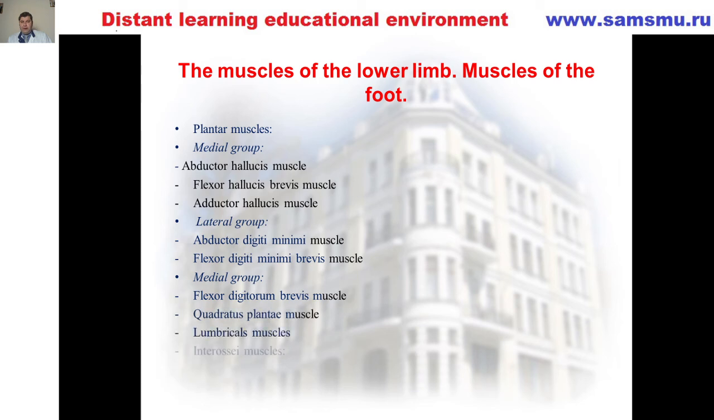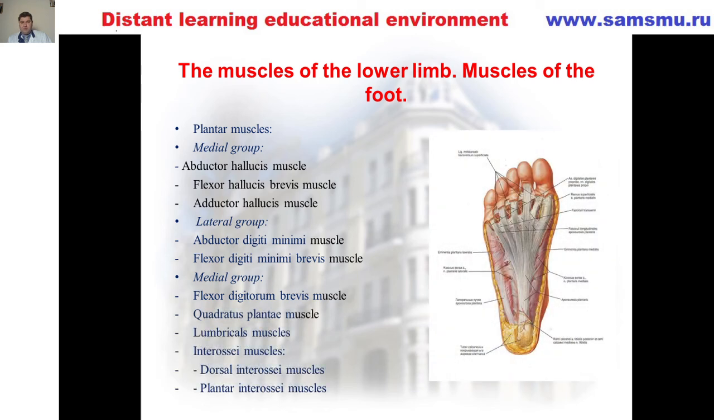You may see three groups of these muscles. The medial group consists of three muscles. The abductor hallucis muscle is closest to the surface of the medial border of the sole. The strong muscle arises from the medial process of the tuberosity of the calcaneus, the retinaculum of the flexor muscles, and the tuberosity of the navicular bone, and is attached to the medial sesamoid bone at the base of the proximal phalanx.